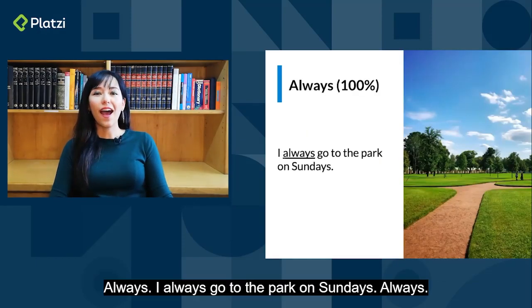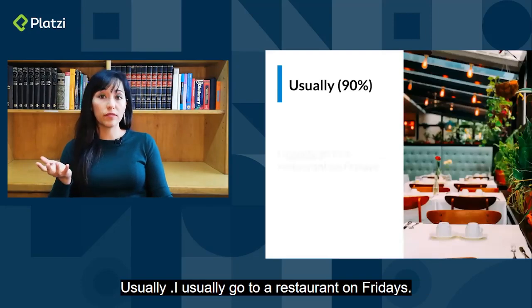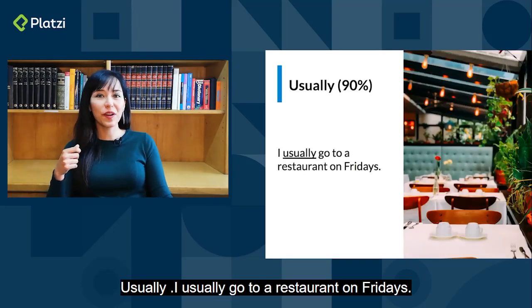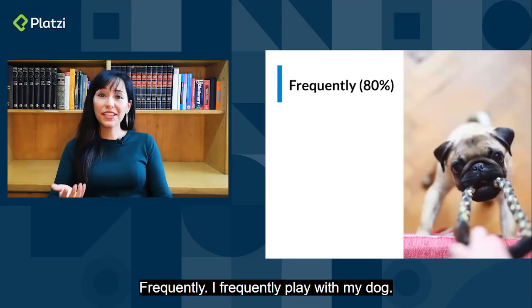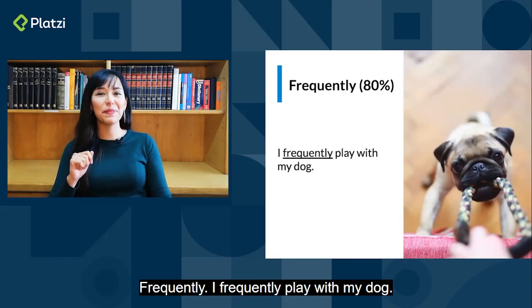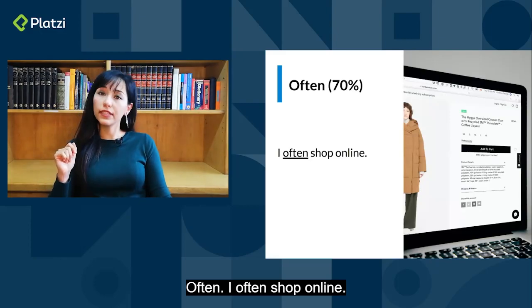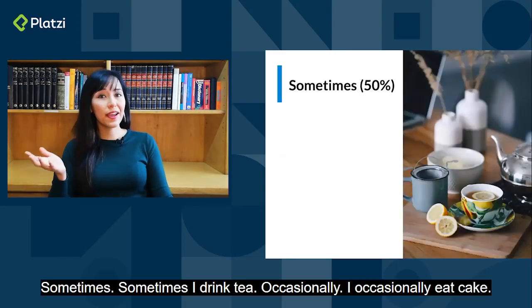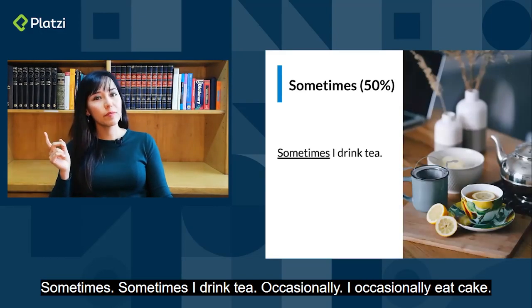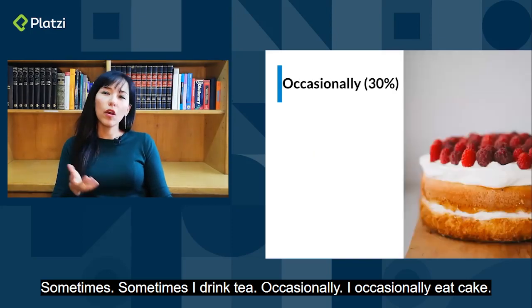Always. I always go to the park on Sundays. Usually. I usually go to a restaurant on Fridays. Frequently. I frequently play with my dog. Often. I often shop online. Sometimes. Sometimes I drink tea.